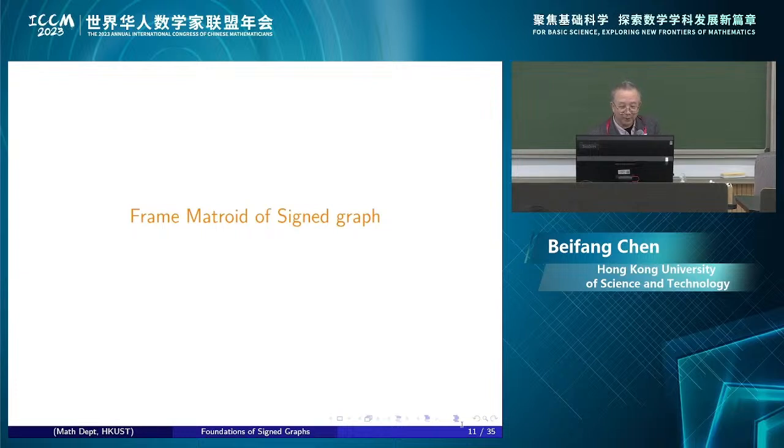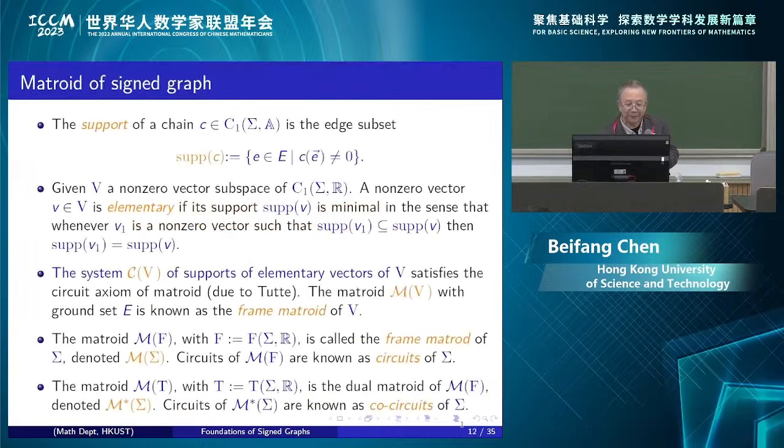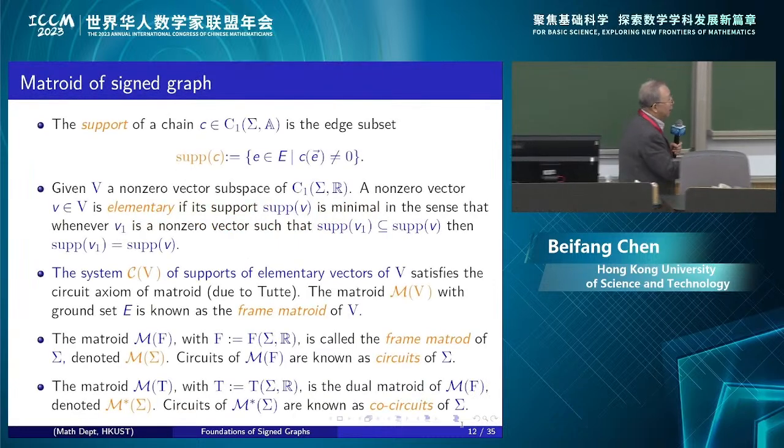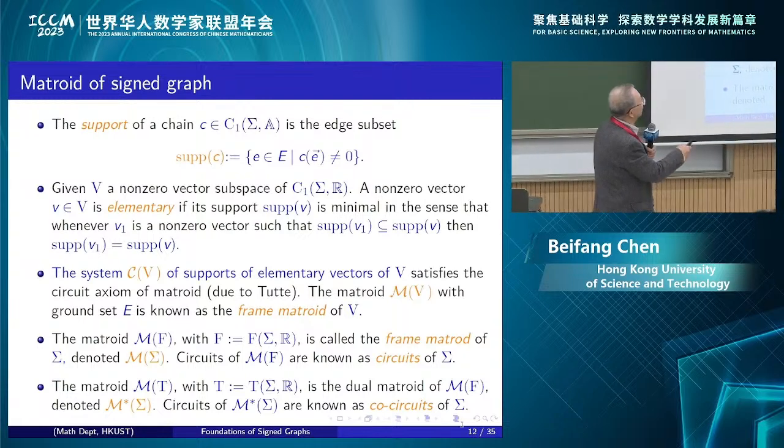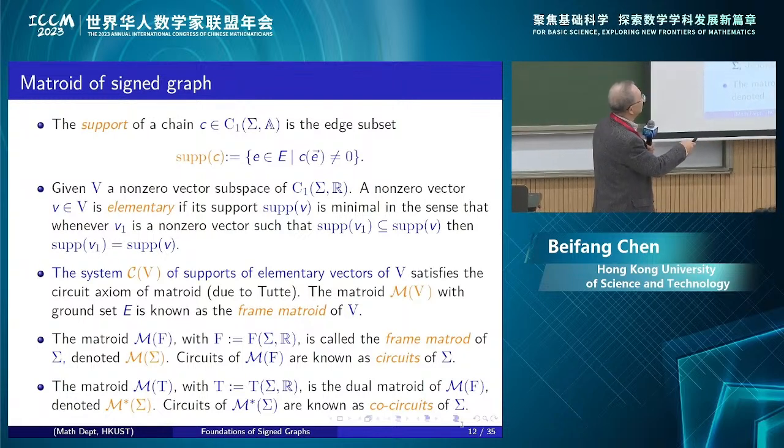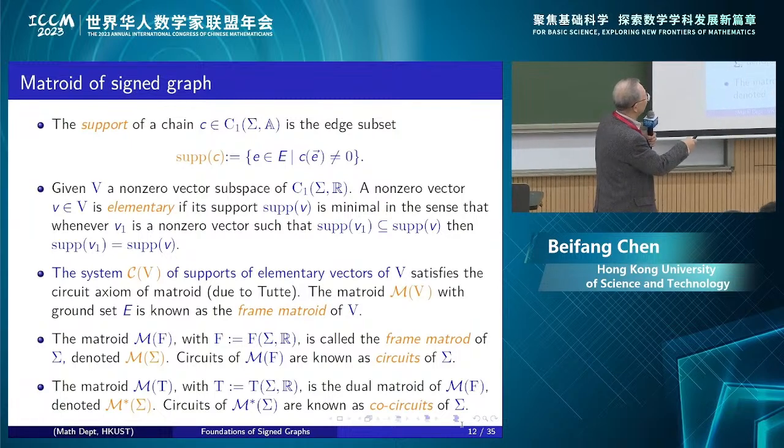About the matroid. So we'll come to the matroid of a signed graph. For every chain, we get a support, the non-zero part. If the chain is non-zero, we collect the edges that are non-vanishing. That's called the support of the chain. And we do a little bit more general setting.